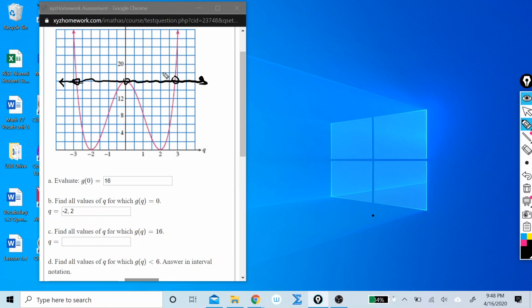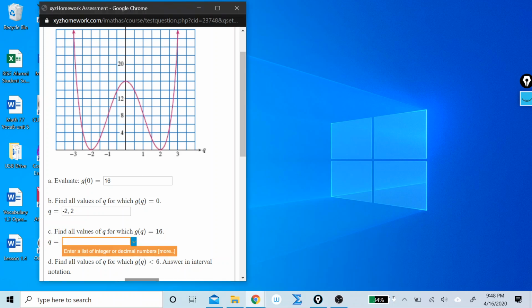So all the values of q, that's what are the inputs when my output, g of q, equals 16. And it looks like this is going to be negative 2.8, or something close to 2.8, 0, and positive 2.8. So I can put those in: negative 2.8, 0, and positive 2.8.